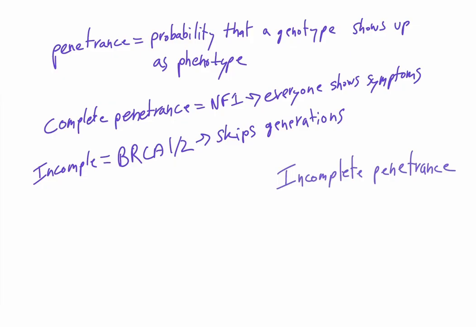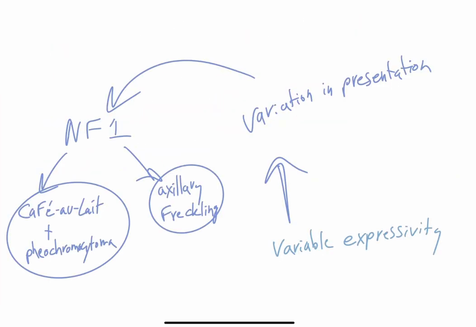So if a disease is completely penetrant, everyone with the mutation shows symptoms. An example of this is NF1. Incomplete penetrance means some people with the gene don't express the disease. For example, BRCA1 and 2. This can skip generations. Next up, variable expressivity. This refers to the variation in presentation despite the same mutation in fully penetrant conditions. So, example of NF1 again. One person has neurofibromas, cafe au lait spots, as well as pheochromocytoma. Another one only has axillary freckling. They have the same mutation, but different expression. Everyone still has symptoms, just not the same constellation.